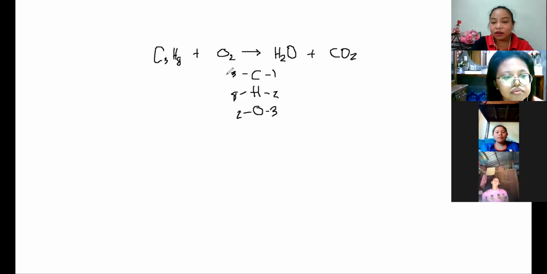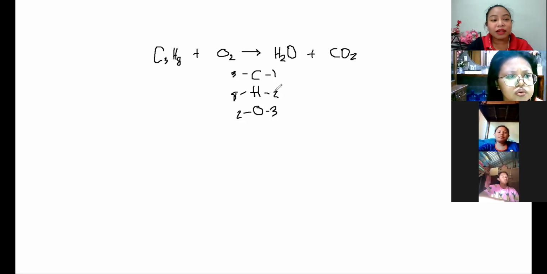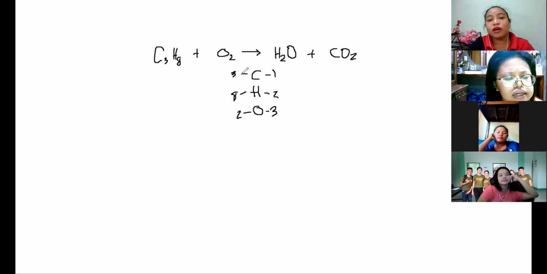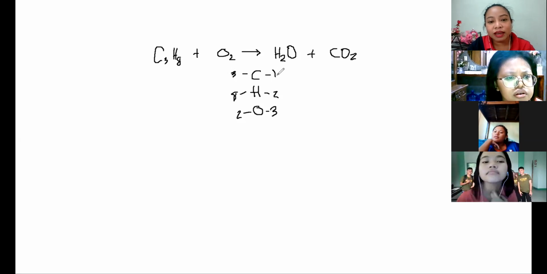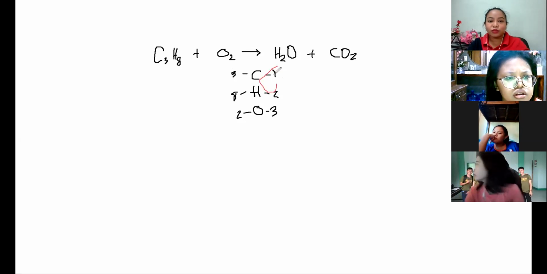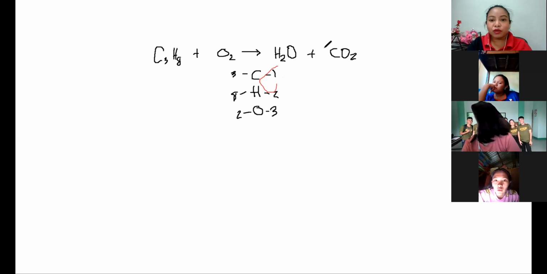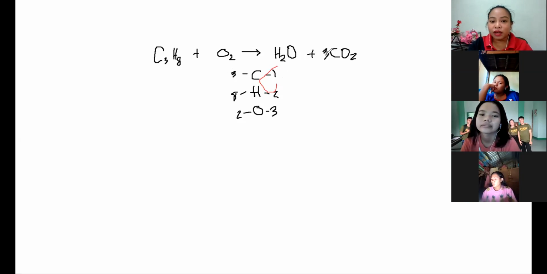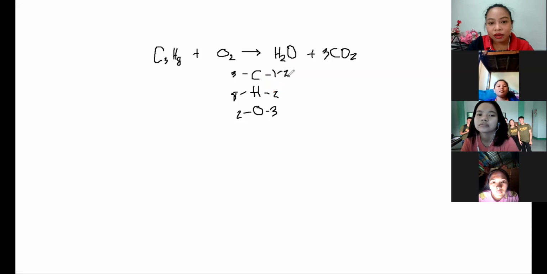Now, is our equation balanced? No. We balance one element at a time, so we start with carbon. What is the least common multiple between 3 and 1? 3. So this one is already 3. Which one do we adjust? This one is 1, so it should become 3. To make this 1 into 3, what do we do? Put a 3 in front of CO2. So by putting 3, carbon automatically becomes 3. Carbon is balanced.